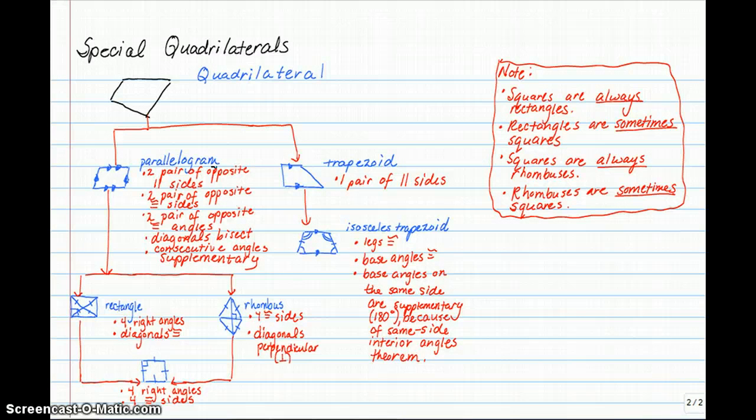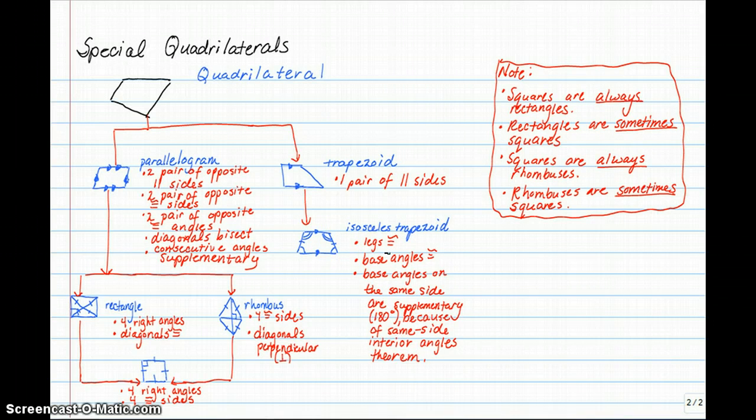Okay, then you have special kinds of trapezoids, and that special kind of trapezoid is the isosceles trapezoid. And in the isosceles trapezoid, you can see that the legs, these slanted sides, are congruent. The base angles are congruent, so this angle is congruent to this angle because that's a pair of base angles, and this pair of base angles, the one with the double lines, are also congruent.